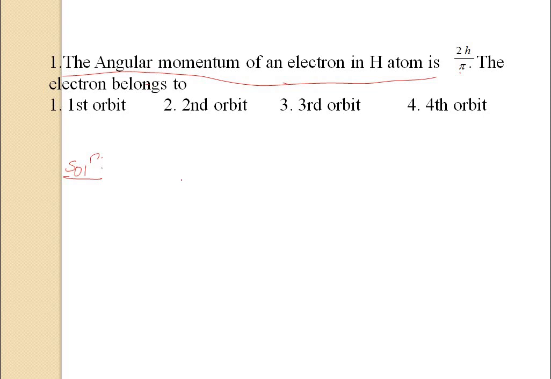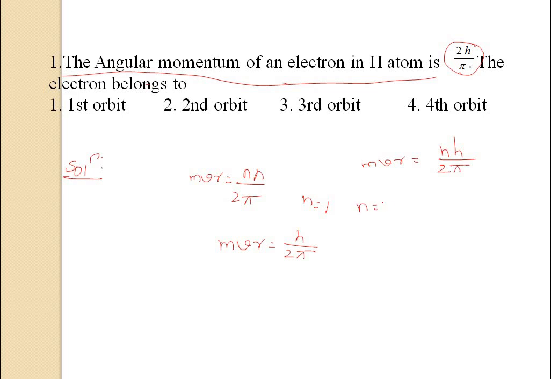So I want to write the formula, that is mvr equal to nh by 2 pi, right? When n equal to 1, that is the first orbit. If you substitute n equal to 1, then mvr equal to h by 2 pi. But what is given is 2h by pi. So I am once again writing the formula, mvr equal to nh by 2 pi. Now I substituted n equal to 1, but I got h by 2 pi.